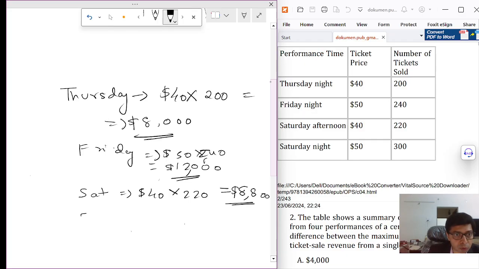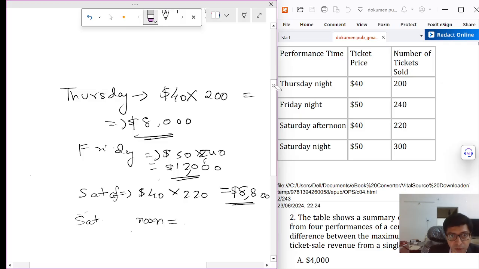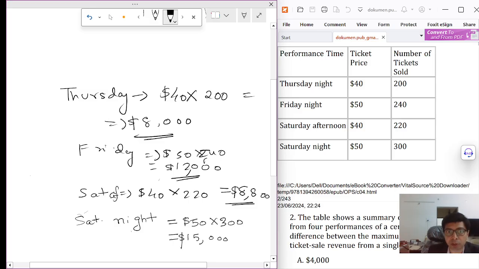Sorry, it's not Sunday, it's Saturday, so we'll just rub it here. This is Saturday afternoon, and this is Saturday night. So let's put it as Saturday night. How much is Saturday night? Saturday night is $50 multiplied by 300, which equals $15,000. That's the total ticket sale revenue.